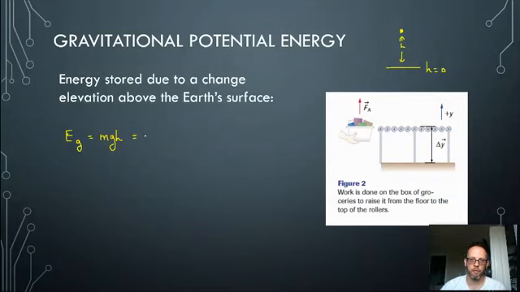But others may have always just used a change in height, and others might have used, instead of h, they might have used y. But they're all basically the same formula. So when you apply work on an object and lift it up in the air, you're storing some energy in that system. You're increasing the energy of that system. You're doing work, and that stored energy is given by mg times that change in height.